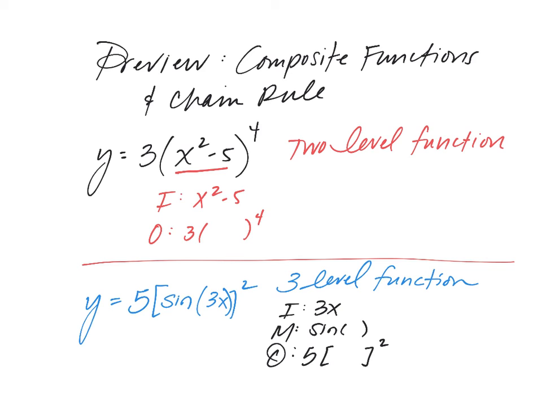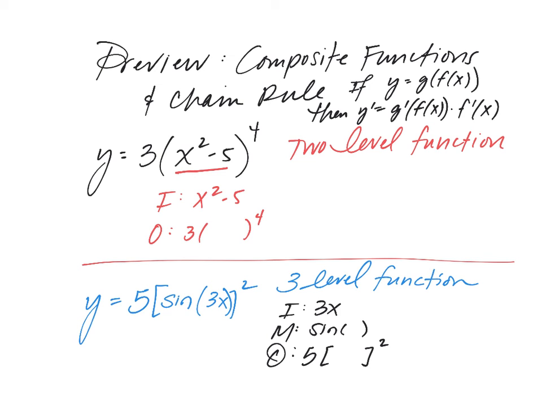And the chain rule says if y equals g of f of x, so a composite function, then y prime is equal to g prime of f of x times f prime of x. So it's saying we take the derivative of the outside, leaving the inside untouched, and then we multiply by the derivative of the inside. So let's look at 2 examples, right?